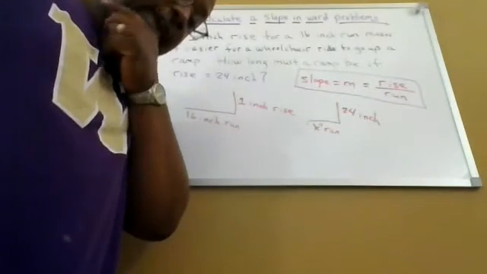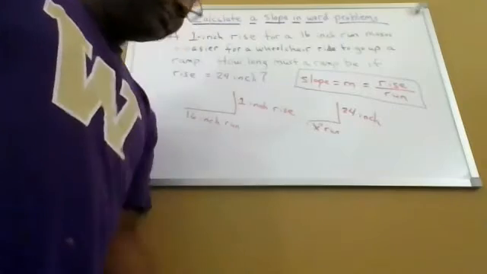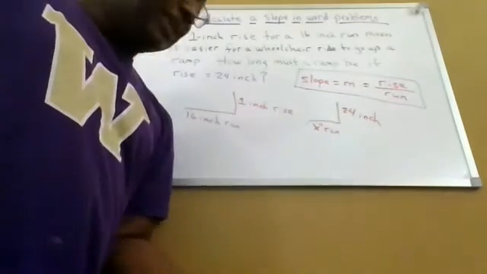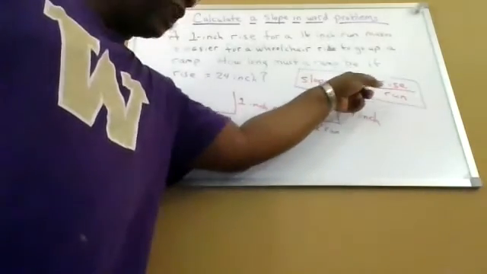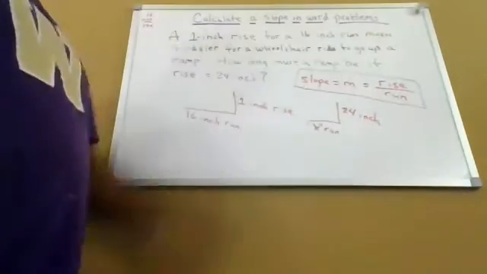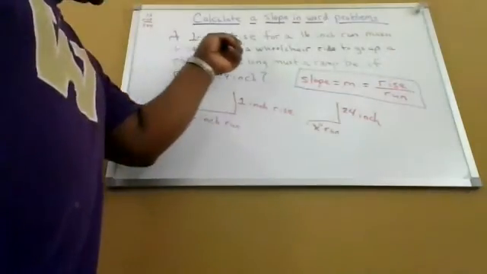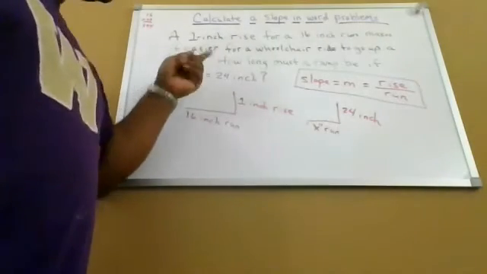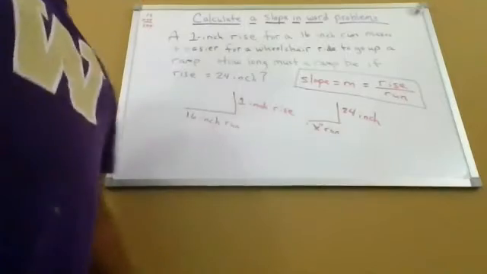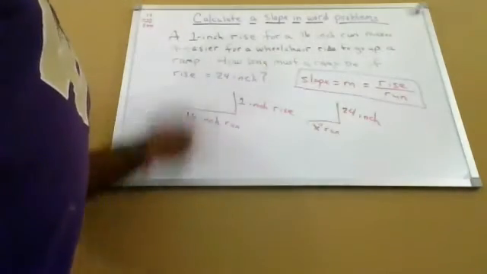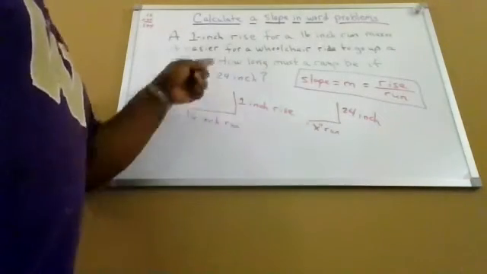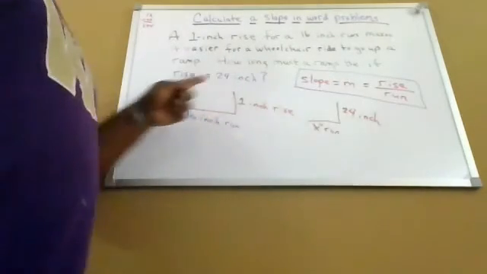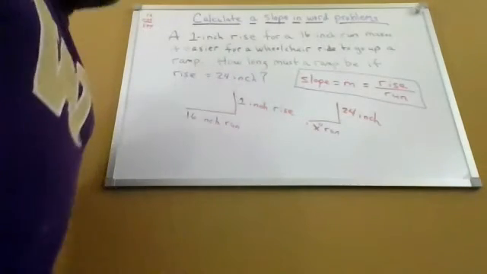And you may have remembered that from previous math classes, but I just wanted to point out that when you hear slope, one thing to think of is slope is defined as rise over run. So back up here, a 1-inch rise for a 16-inch run makes it easier for a wheelchair rider to go up a ramp. Our question is, how long must the ramp be if the rise is 24 inches?